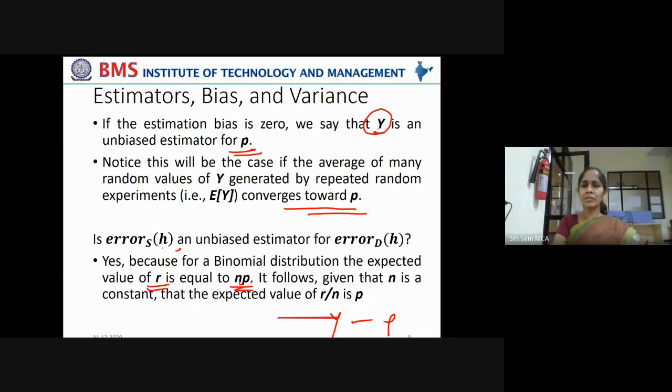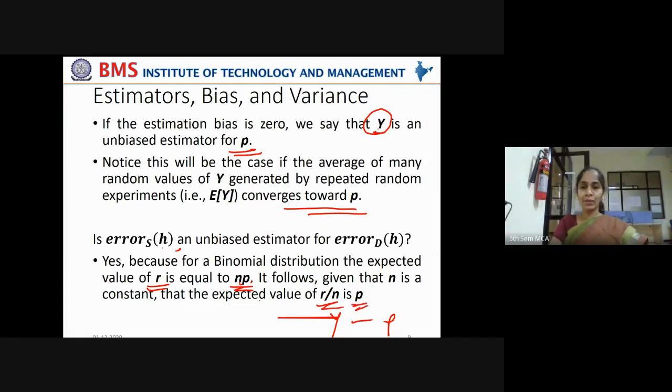Now it follows, given that n is a constant, because n is the number of data points. For any sample you take, the number of data points is a constant. You fix that, and you vary the type of data points, but you fix the number of data points. So n is a constant. Then it follows that the expected value of r by n is nothing but p.